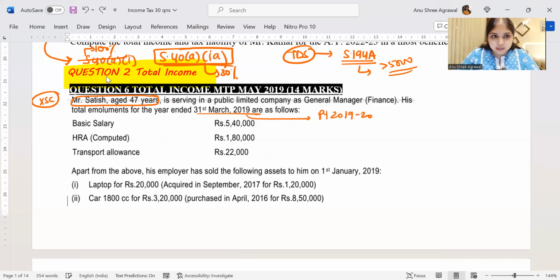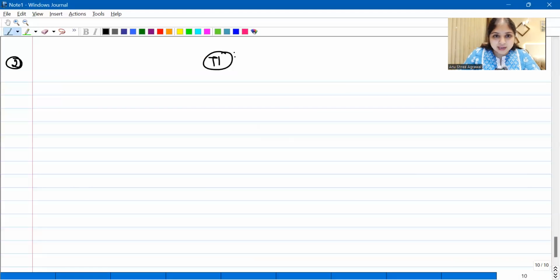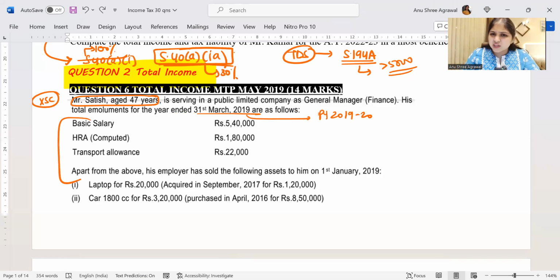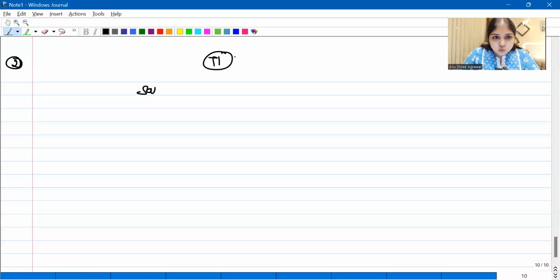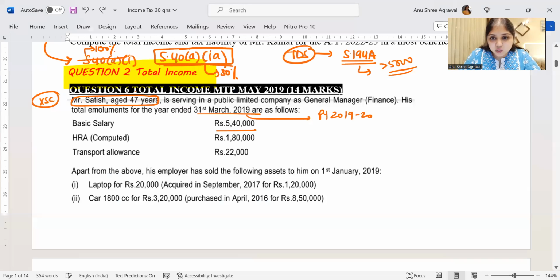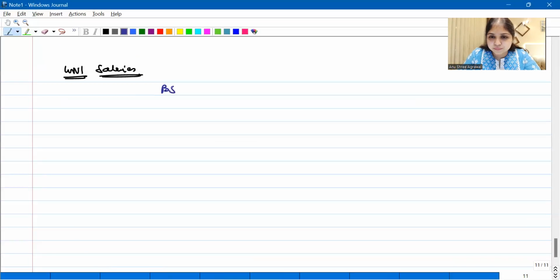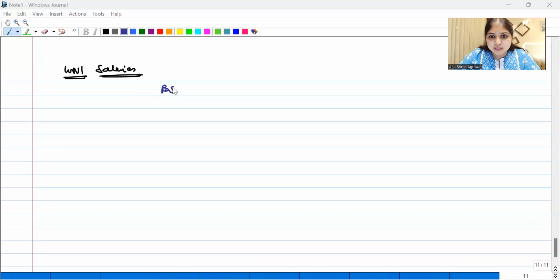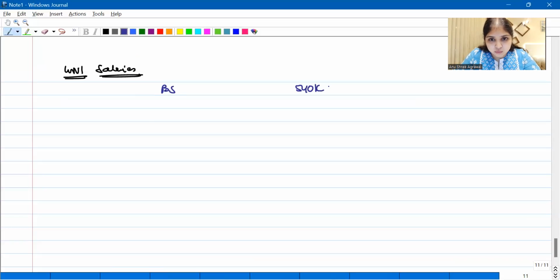Answer to question number 2. Total income, again we are calculating. Now looking at this question, very obviously we have the salaries head. So I'll write down in my main answer salaries, give reference to working note number 1, and then I'll open working note number 1 with the heading salaries. Okay, now look at the question. We have basic salary of 5,40,000, taxable. Of course, taxable.